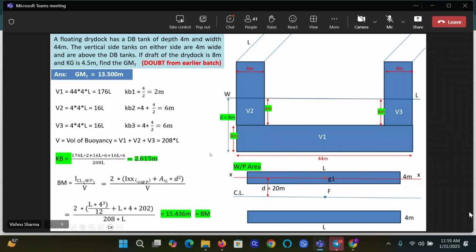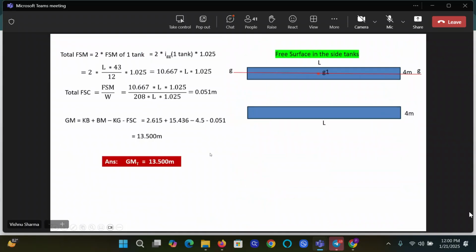I'm going to the next one. And here is the last part of it. Again, you have both BM and free surface to be calculated. Here, free surface of one tank multiplied by 2, it will not come to this extent. Be very careful. The moment for BM has to be about the center of flotation, the axis through the COF. So you'll understand this better when you go through this question on your own.